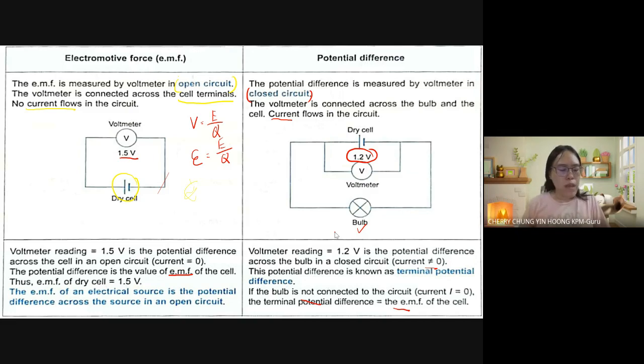If the battery is labelled 1.5 volt, it means that 1.5 joule of electrical energy is supplied if 1 coulomb of charge flows around a complete circuit. Around a complete circuit. It doesn't say from one point to another point. Why? Because EMF is around a complete circuit, whereas potential difference is from one point to another point. I hope you can carefully understand the difference between EMF and potential difference.